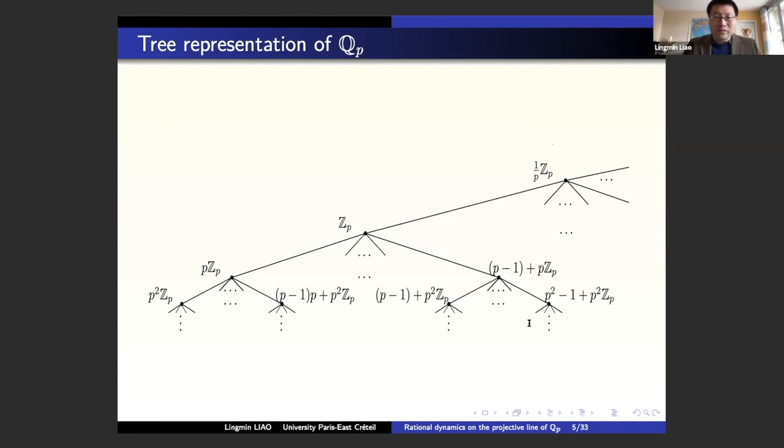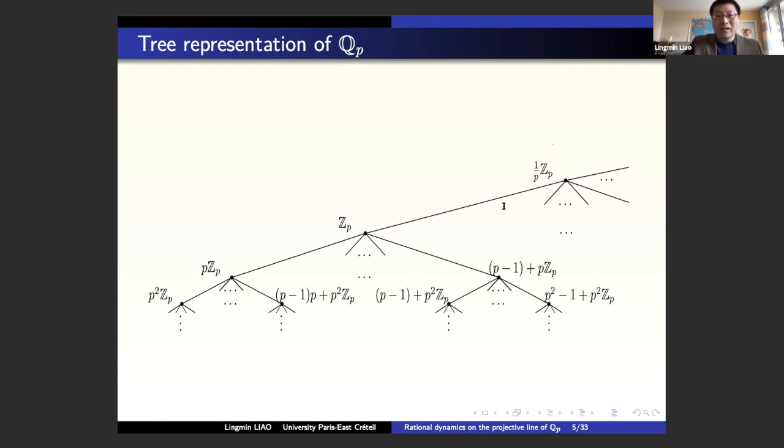But maybe you want to see what the shape of this projective line is. Firstly, I want to recall the tree representation of the field of p-adic numbers. This is Z_p, and you have p balls, and for each small ball you still have p balls. But outside Z_p, you look a little further: the bigger balls still form a tree like this and go to infinity. So what is the projective line? You should look at infinity as a common point.